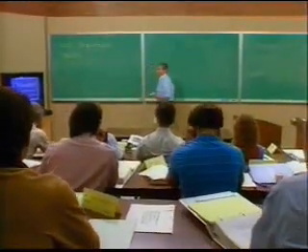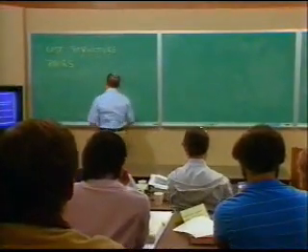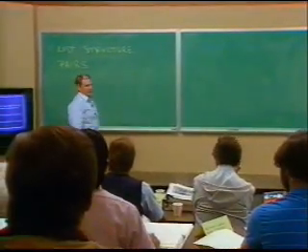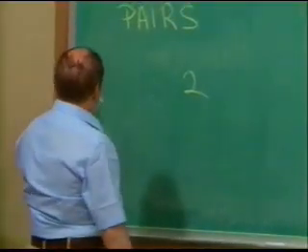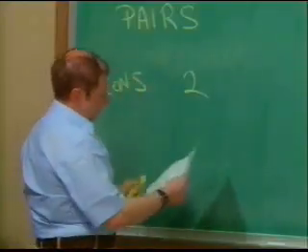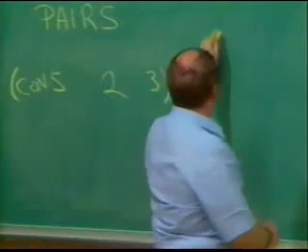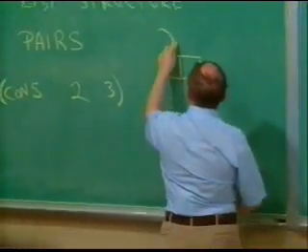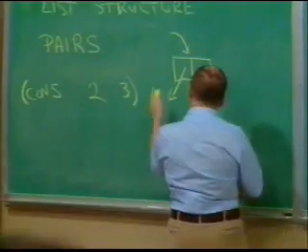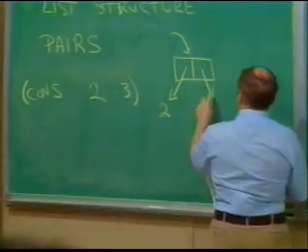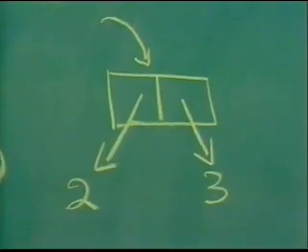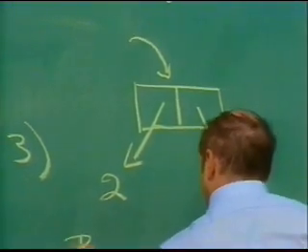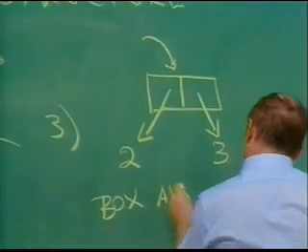There's also a conventional way of drawing pictures of these things, just as we write down the conventional way of writing Plato's idea of 2. The way we could draw a diagram to represent cons of 2 and 3 is like this. We draw a little box, and this box has two arrows coming out of it. Let's say the first part of this pair is 2, and the second part of this pair is 3. This notation has a name. It's called box and pointer notation.